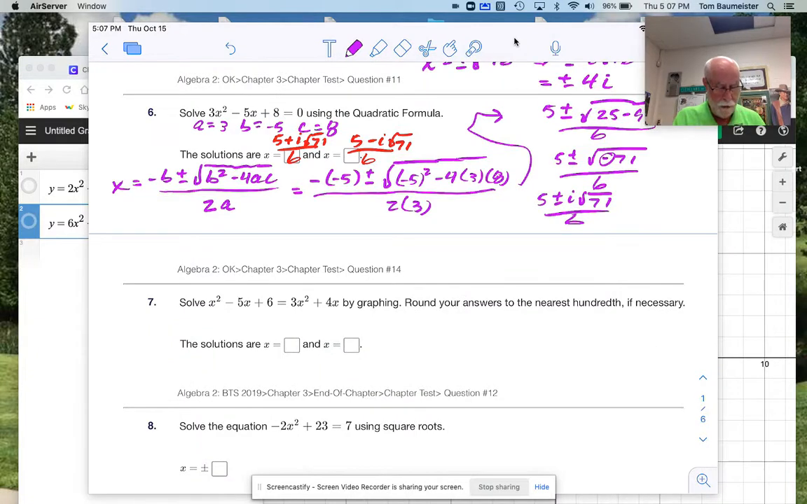Okay. Number 7, solve x squared minus 5x plus 6 is equal to 3x squared plus 4x by graphing. Round your answers to the nearest 100th if necessary. So on this one here, they want us to plug it into our graph. So the easiest thing to do is move everything over to one side.